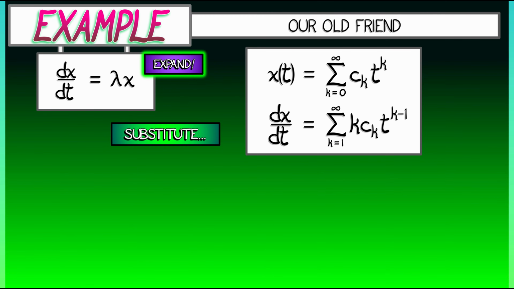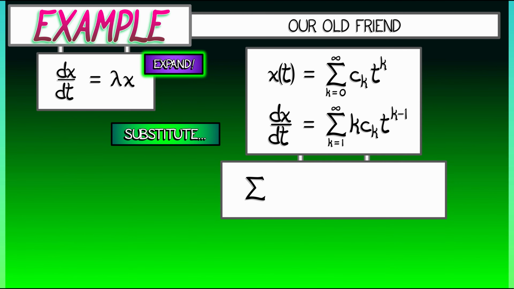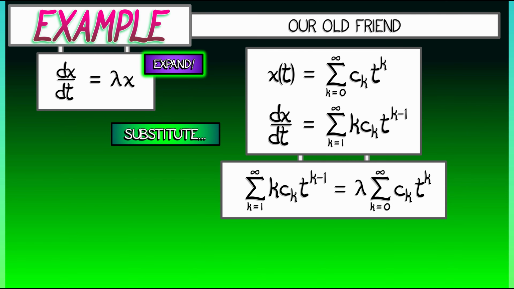On the left-hand side, what do we have? The sum k goes from 1 to infinity of k c_k t to the k minus 1. That's dx/dt. On the right, we have lambda times x, where x is the sum k goes from 0 to infinity of c sub k t to the k. And there we go. That's it. Has this helped us? What are we going to do?